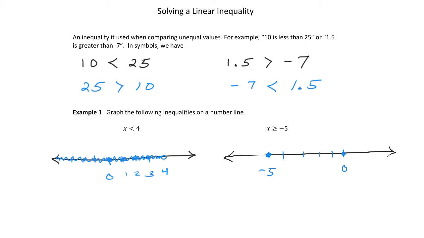So I'll put a closed circle here, and then just note that things to the right of this value make this inequality a true statement. So that's everything going in this direction. This is what it means to be greater than or equal to -5. We're starting at -5, including it, but we're moving to the right.